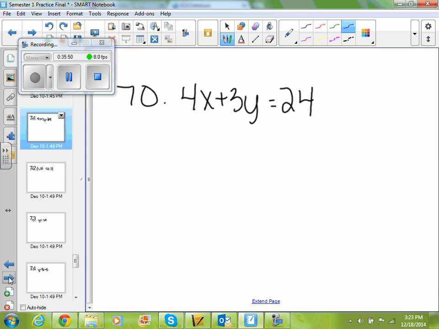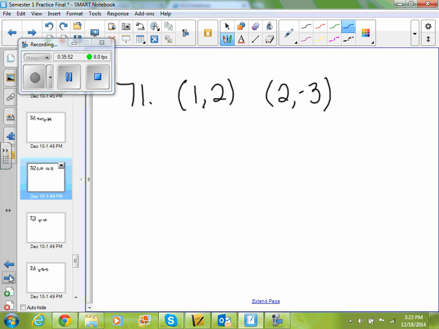So if I go on to 71, find the slope of the line containing these points, 1, 2, and 2, negative 3. So this is x1, y1. This is x2, y2. And I'm going to use my slope formula: y2 minus y1 over x2 minus x1. Connie, will you write this one on the board?